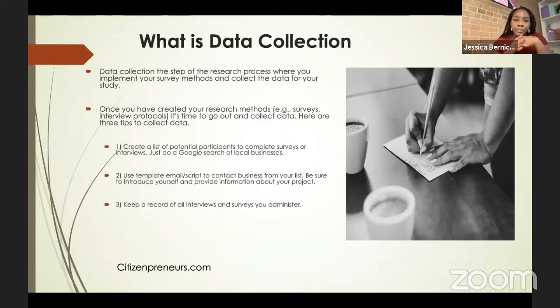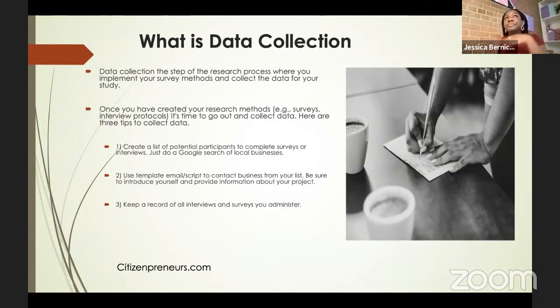So for example, if I am interested in local restaurants in my area, and say my area has a lot of restaurants, so there's 30 restaurants. That's the population that I'm working with in my area. But my sample might be less than that, because not everyone will respond, not everyone will want to participate. So my sample will be lower than that.